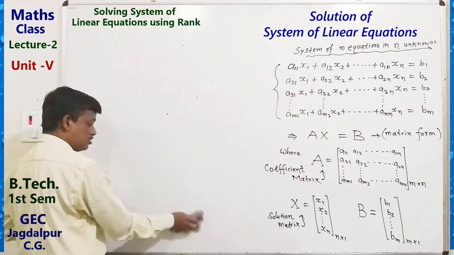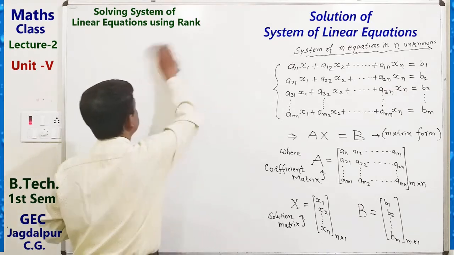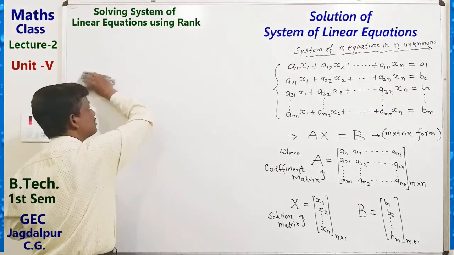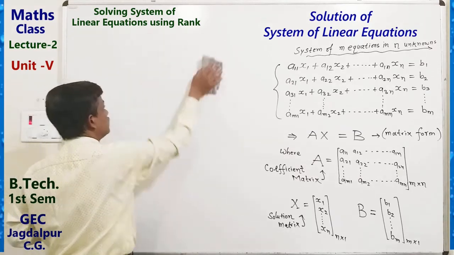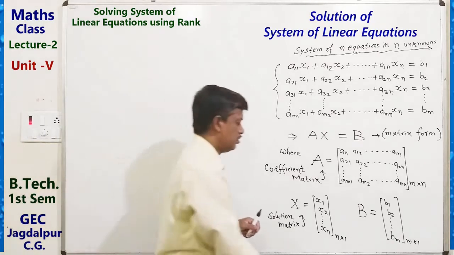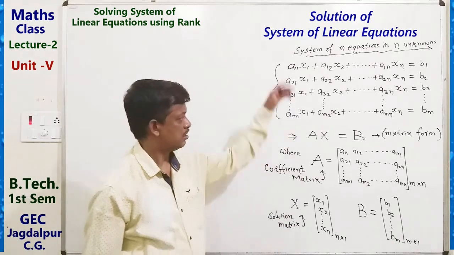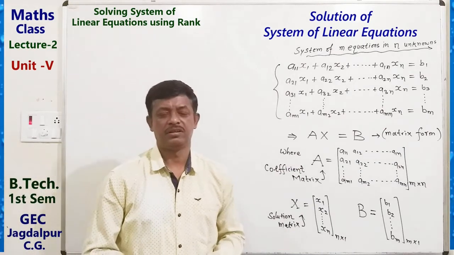The number of non-zero rows is equal to the rank of the matrix. So rank is very useful for finding the solution of this type of equations, where maybe the number of equations and the number of unknowns are different.